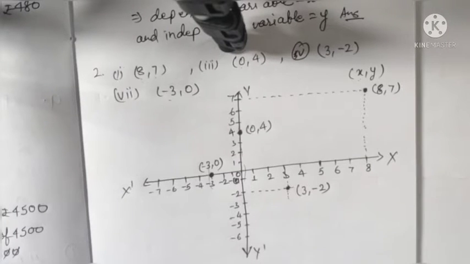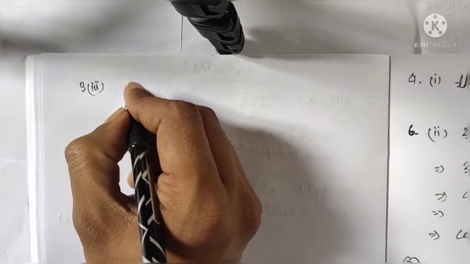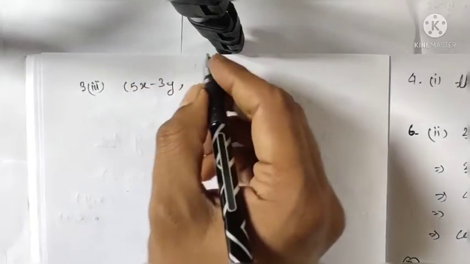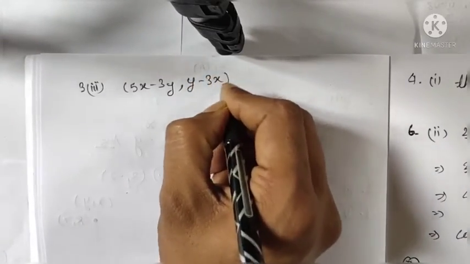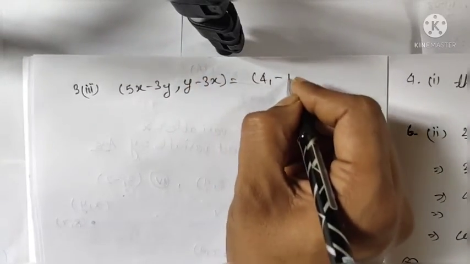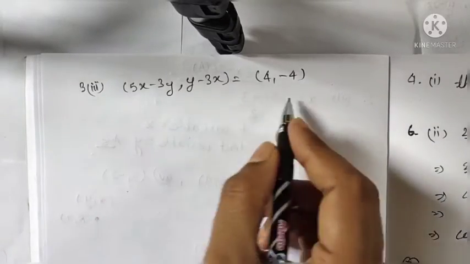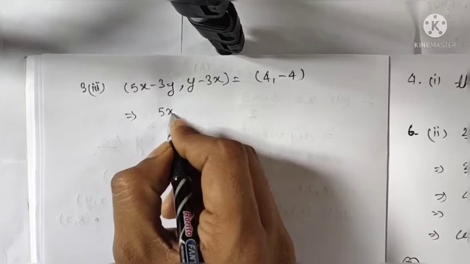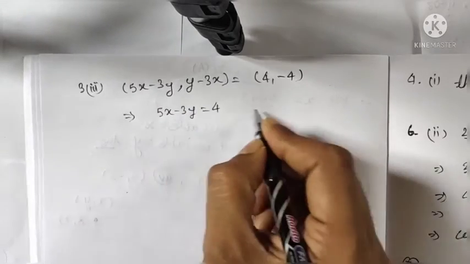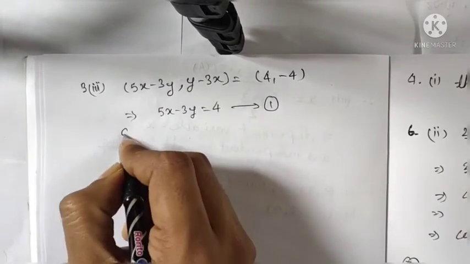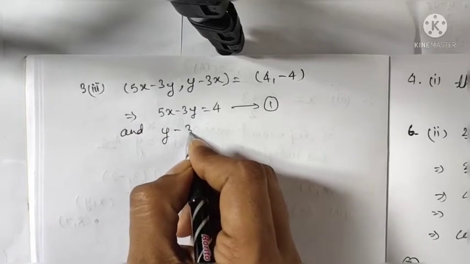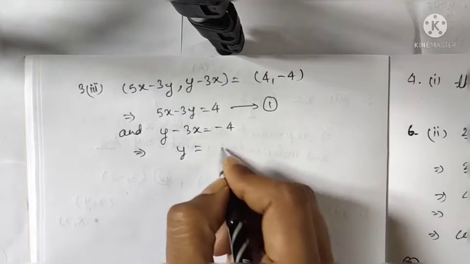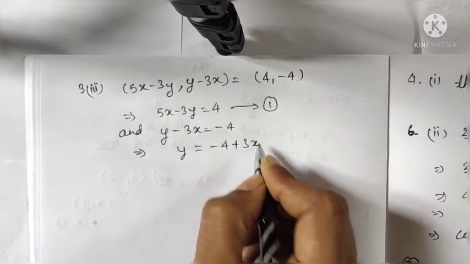Okay. Question number 3 of 3 is 5x minus 3y comma y minus 3x is equal to 4 comma minus 4. Now look at this. By comparing it, we can say that 5x minus 3y is equal to 4. This is our equation number 1. And y minus 3x is equal to minus 4. That implies we can write it as y is equal to minus 4 plus 3x.